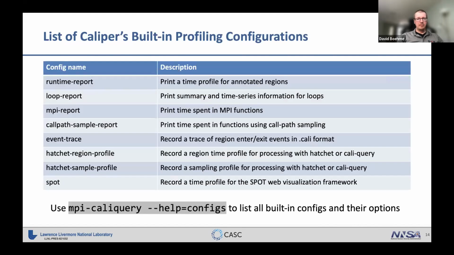There are a lot of different profiling configurations for all kinds of purposes. We've seen the runtime report. There are also specific reports for loops in the program, or just for MPI functions, and more specific purpose configurations for event tracing, producing output for Hatchet, or producing output for SPOT. There's the cali-query or mpi-cali-query program, and you can ask that to list all the configurations that are available. I'm not going to go over all of these in detail, but just know that that's where you find all your different profiling configurations.